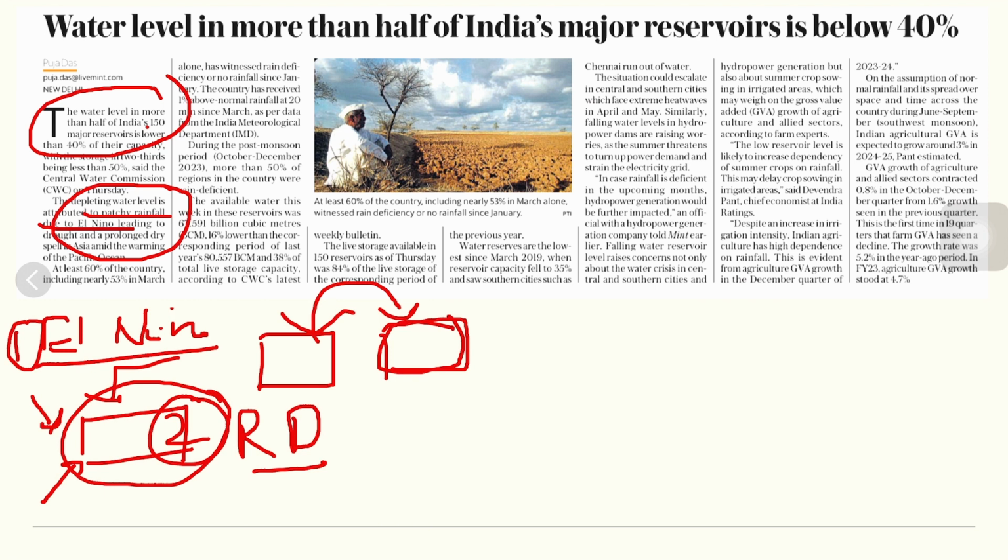And because of this rain deficiency or no rainfall since January, the problem is getting even more acute. The country has received 1% above rainfall of 20 since March this time. During the post-monsoon period of October 2023, more than 50% of regions in the country were rain deficient. And this is one of the biggest reasons. Whenever you are dealing with El Nino, and what is El Nino and how it affects the region's geography, you can write down about El Nino.